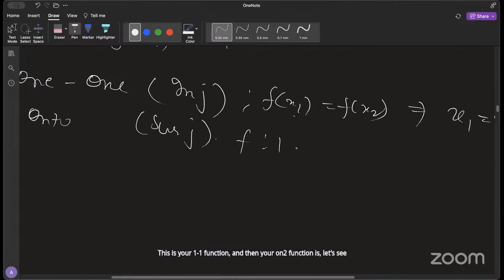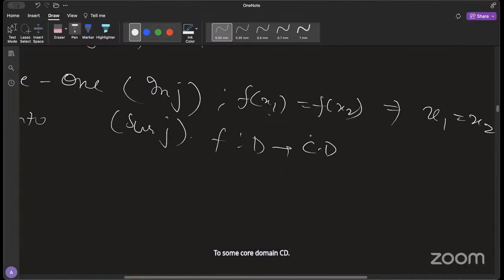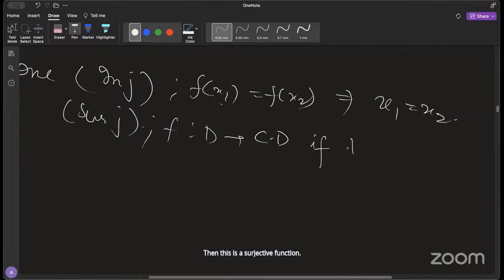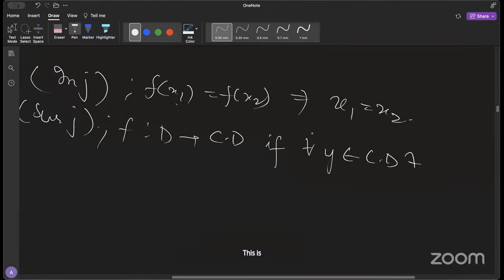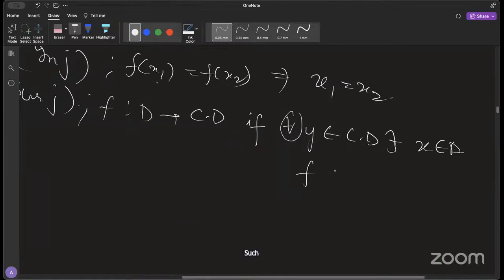And then your onto function is, let's say your function is from this domain to some codomain. Then this is a surjective function if for all y belonging to codomain, there exists, this is the symbol for 'for all' y. That means whenever you have a y in your codomain, you should get an x in your domain such that f(x) equals y.